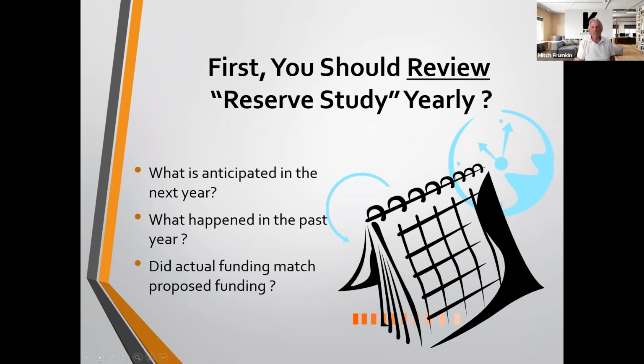Look, what is anticipated to be replaced in the next year? For example, if your reserve study says that next year you should be replacing your pavement or replacing roofs, use it as a planning tool, because then you can start planning by doing specifications for the roof, the roads, or whatever, so that you can do what the reserve study suggests. The reserve study money is meant to be spent. It's not meant to sit there forever.